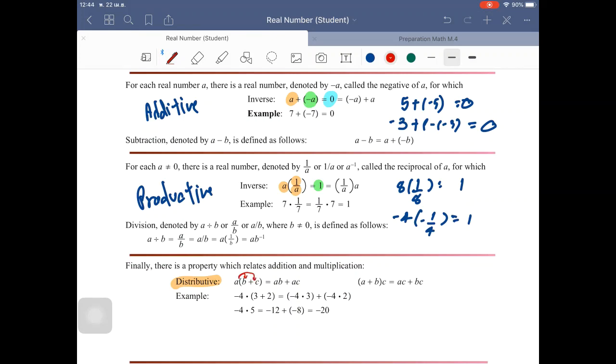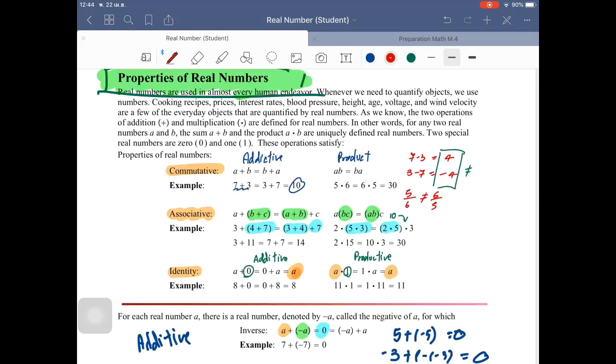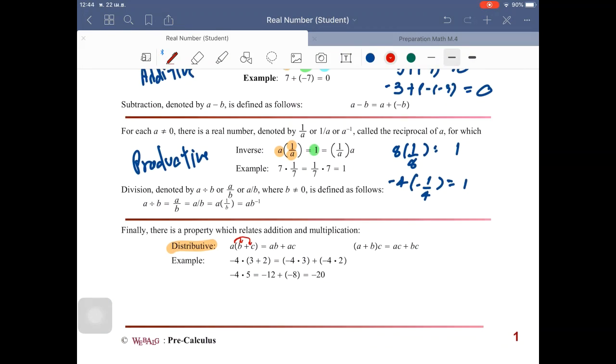Distributive means you multiply the number into a bracket, okay? For example here, negative 4 times 3 plus 2. What do you get here? Multiply negative 4 into 3 and 2. You will get negative 12 plus negative 8, and the answer will be negative 20, obviously, okay?